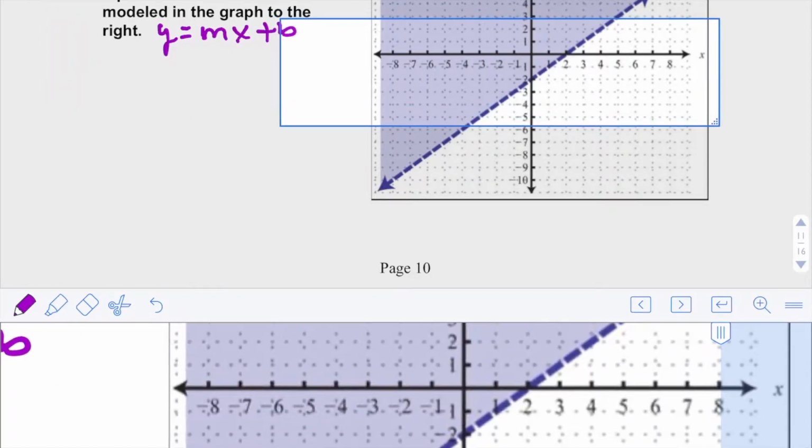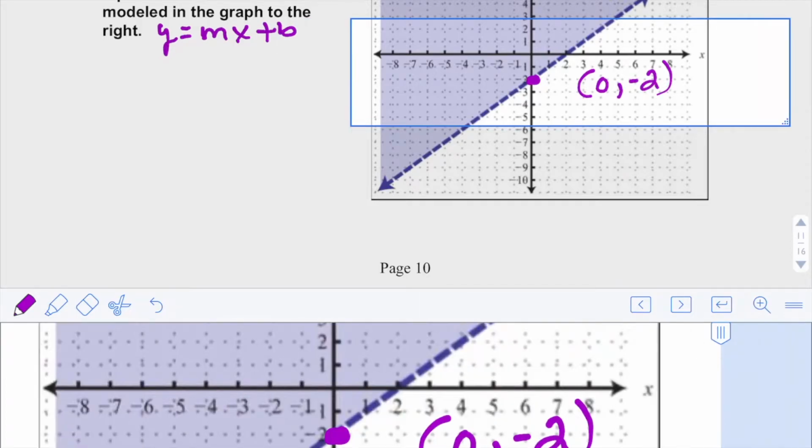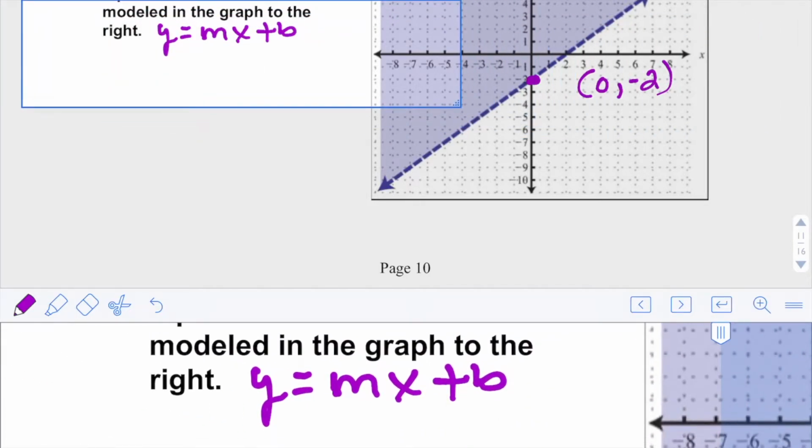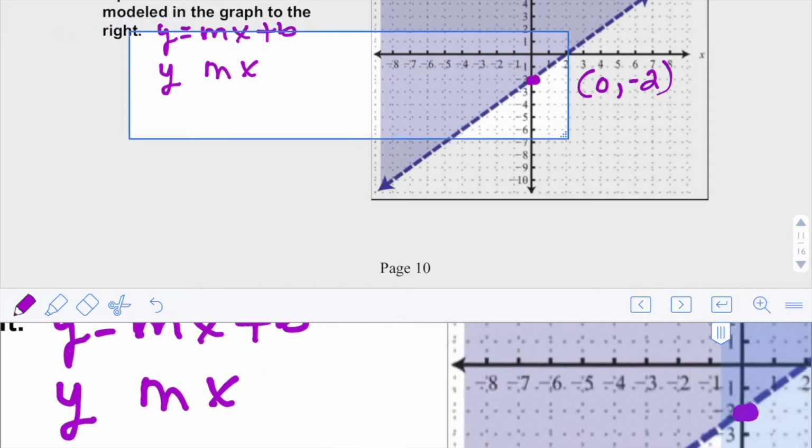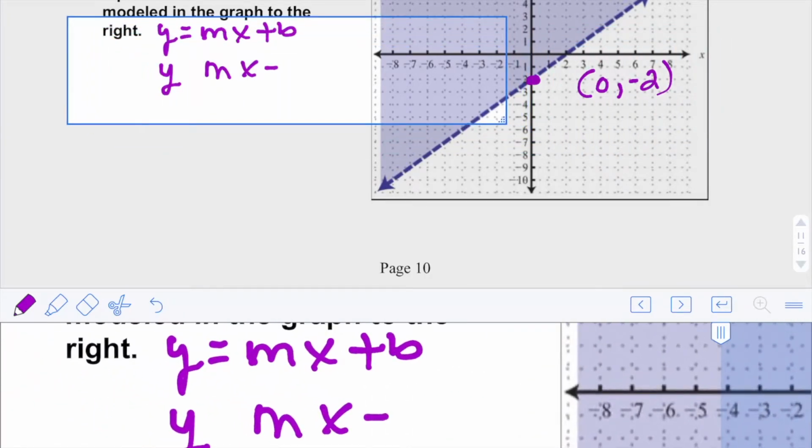So I want to come over here to the graph, and I want to find my y-intercept, or my b value, and I notice it right here at -2. So that is (0, -2). So I can take that and come back over to my equation. Now this is where I want to leave my gap because I don't know what inequality symbol I'm going to use yet. But I do know that my y-intercept is -2. So that's my first step.